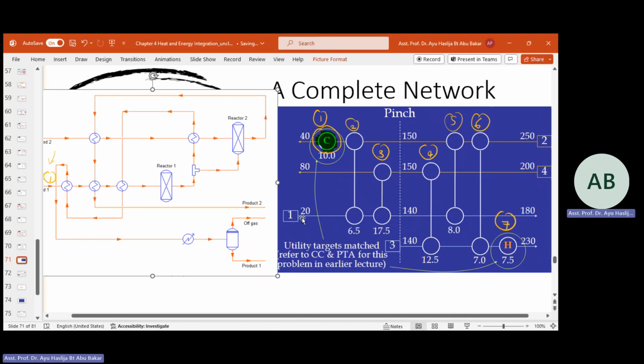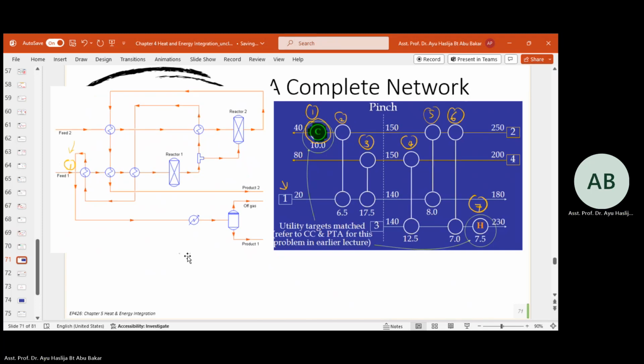Okay, which from the network over here? This one. Okay, stream 1, feed 1. Wait, I'll make it smaller so that you can see. Okay, stream 1 over here from the network, and here is feed 1. Stream 1. Okay, the T supply is from the feed. T target is the one that entering the reactor.